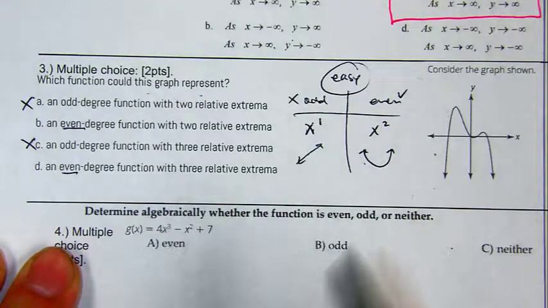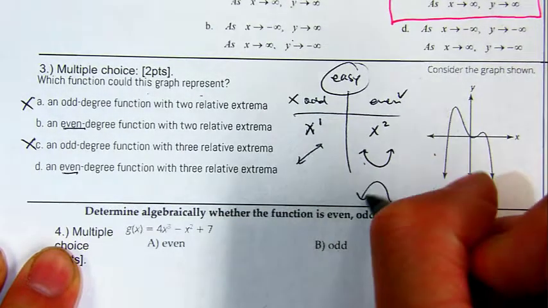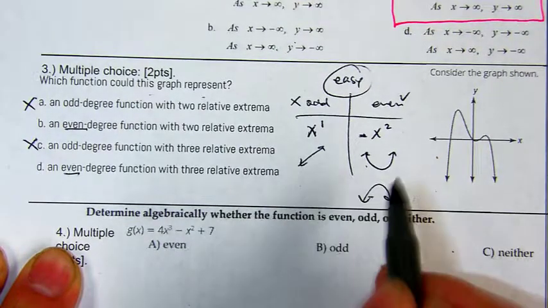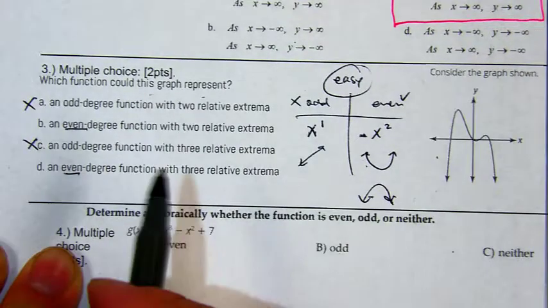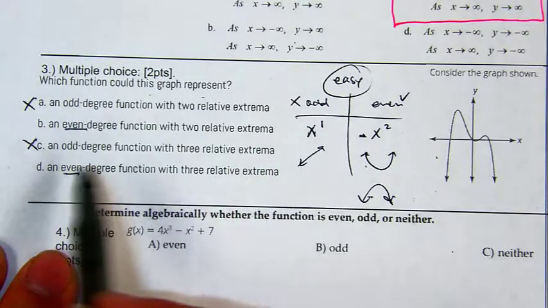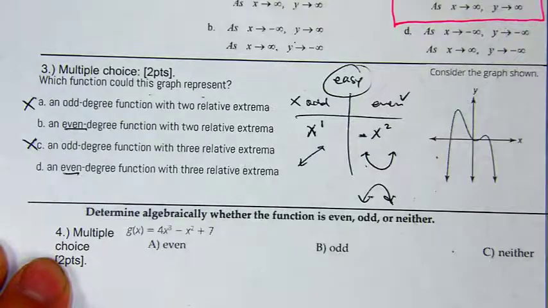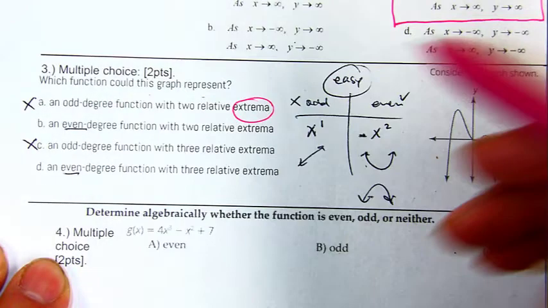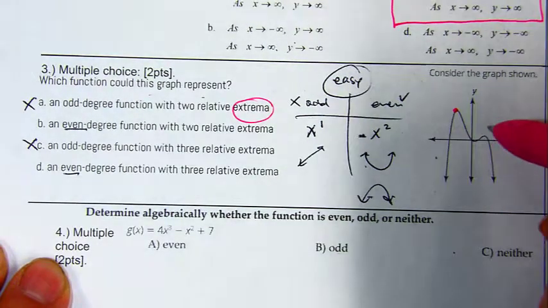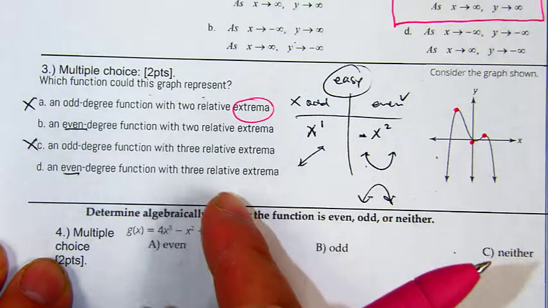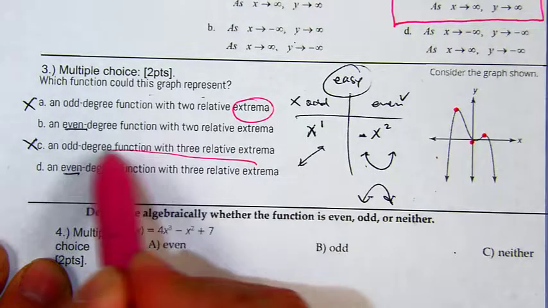And then because it flips upside down, you would have to put a negative. So that's a negative leading coefficient. We don't have that. Now I'm asked about extrema. So let's go here. Extrema, in this case, is a 1, 2, 3. We have 3 extrema there, and it is an even, so my answer is going to be D is the correct answer.